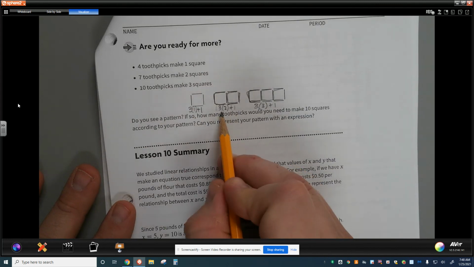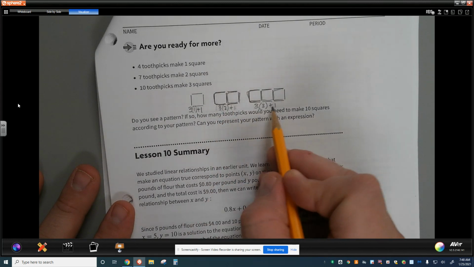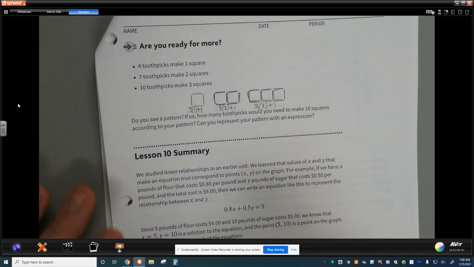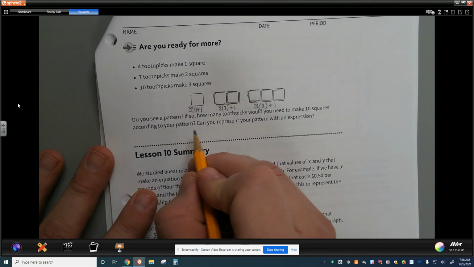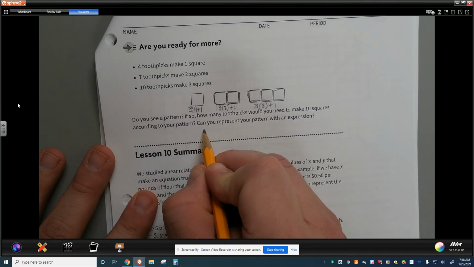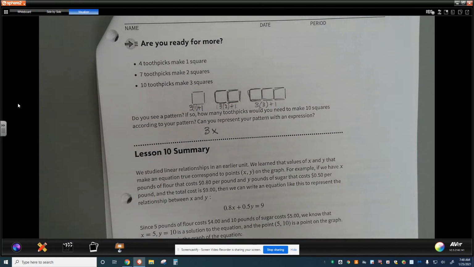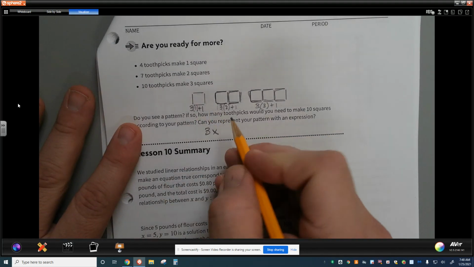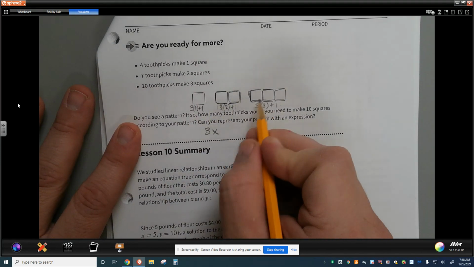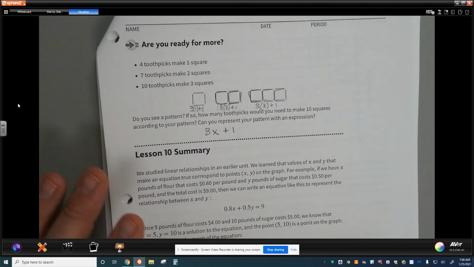There are 4 toothpicks here. This is 6 plus 1 is 7. 9 plus 1 is 10. We're all correct. So how would I represent that pattern? We would see 3 toothpicks per square is the constant that keeps happening, over and over and over. And then to complete the total of the squares, we have to add just 1 more.